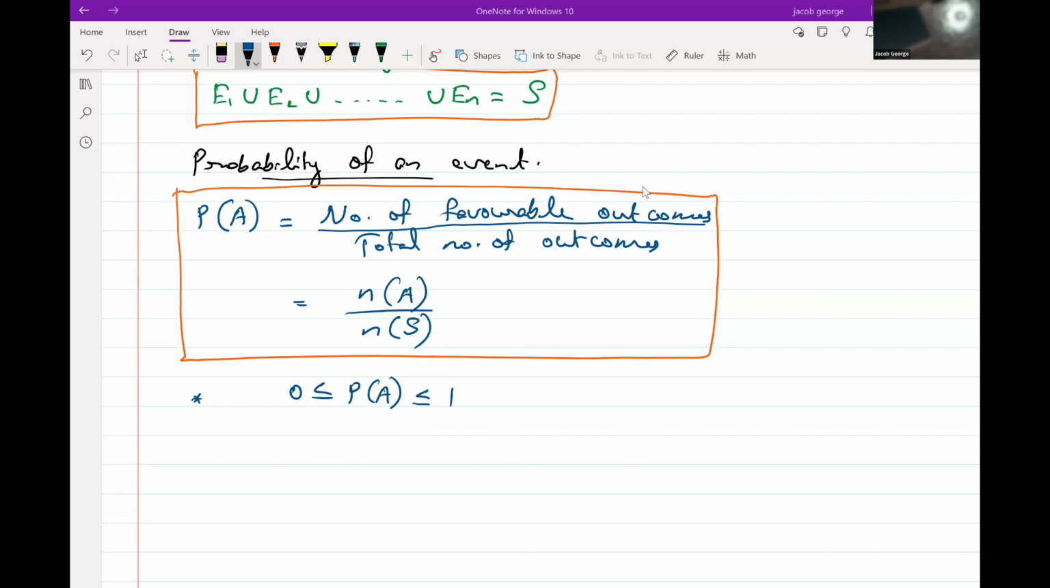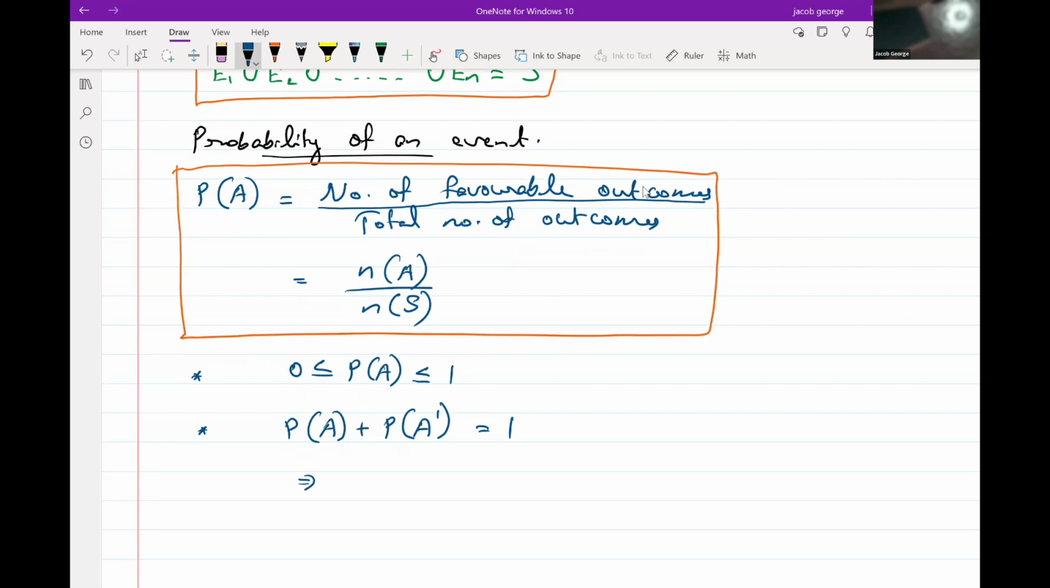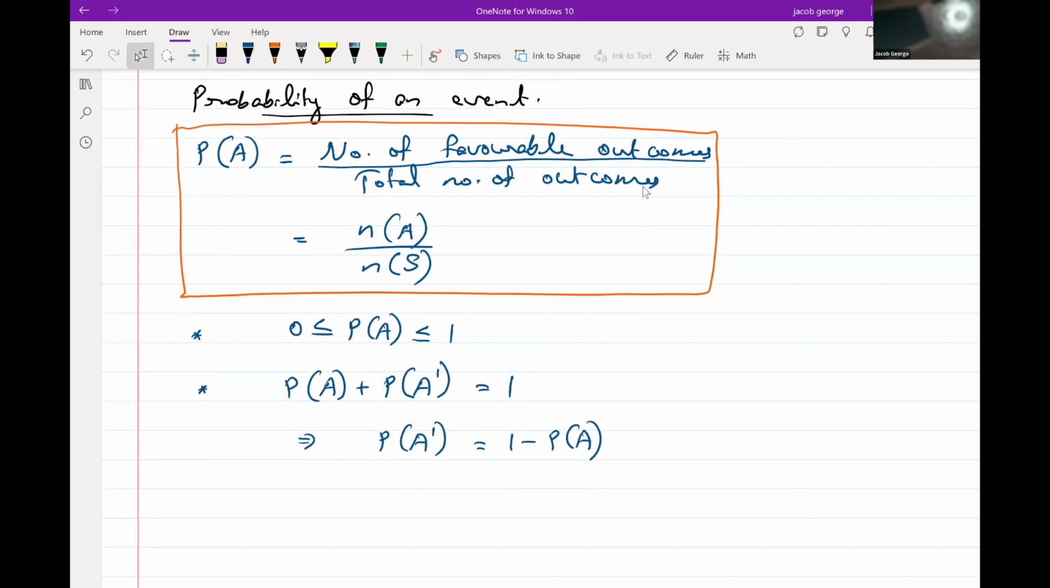Next point, that one you also studied last year. Probability of an event A plus probability of A complement, where A complement means not A, is equal to 1. The total probability of an event A and its complementary event is 1. From there we write probability of A complement is equal to 1 minus P(A).